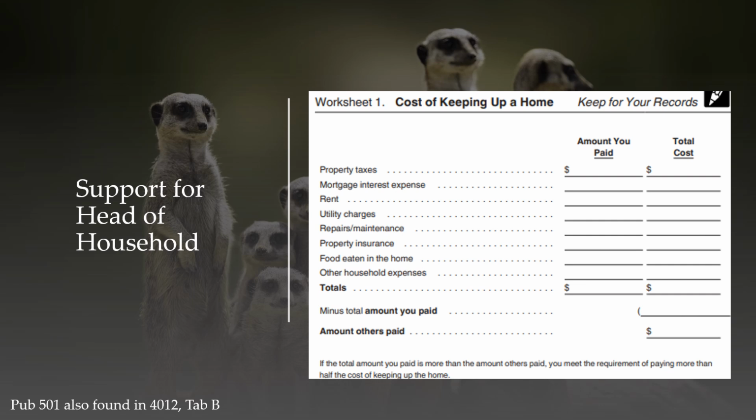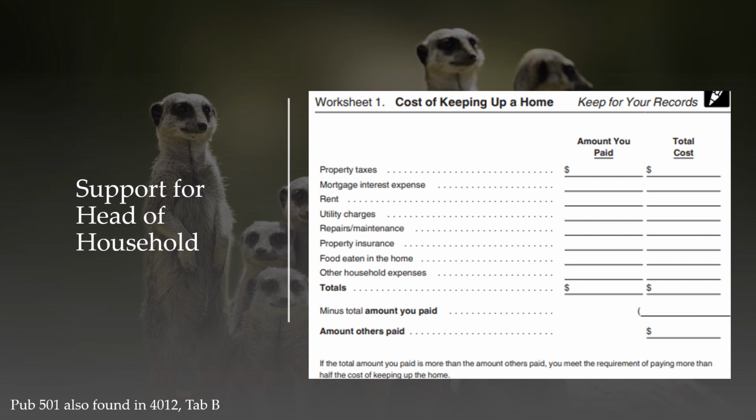So in Publication 501 and also in Publication 4012, Tab B, there is a worksheet. I suggest using the one in the 4012 because it has a little more instruction about some of the caveats with filling out the worksheet correctly. This comes from Publication 501. I put it here because it's a little more succinct, but just so you can see that it has a list of types of expenses that count towards household support.